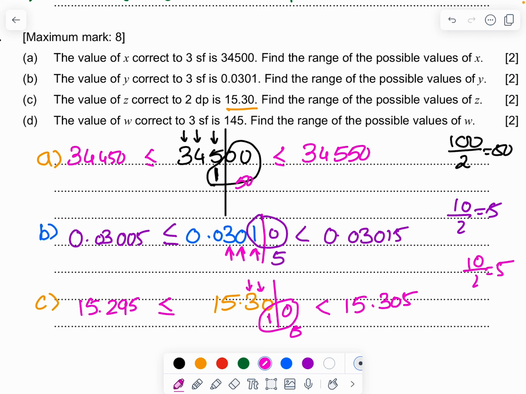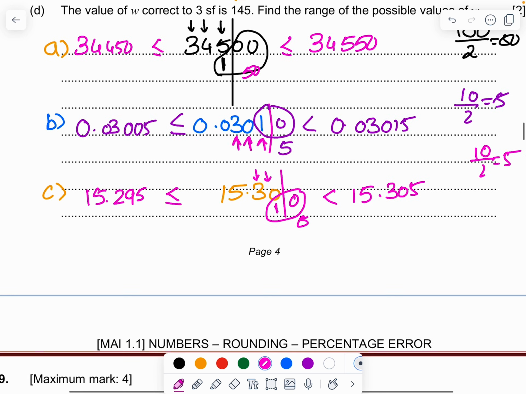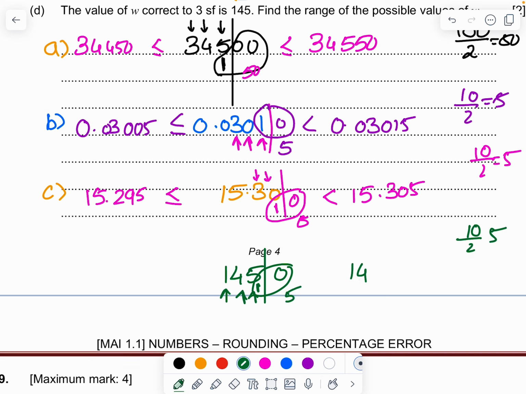Next, 145 to the range. 145 to three significant figures. First significant figure, second significant figure, third significant figure. Draw a line, write 0 and make this 1. 10, 10 divided by 2. How much is that? 5. Add 5, subtract 5. 145.5, so after that it's a decimal. So 145.5 and subtract 5, 144.5. Less than or equal to, and less than.